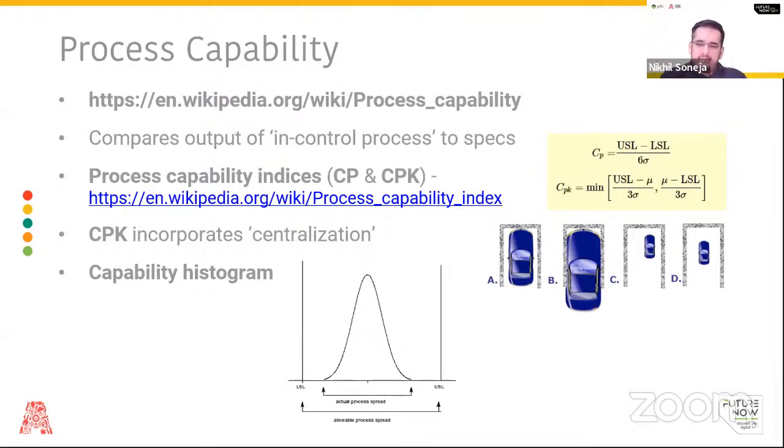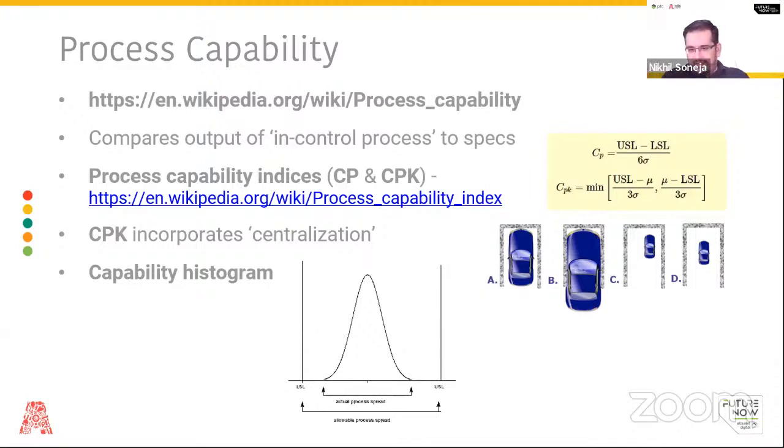Mathematically, there are two indices that we go with. There's something called CP and CPK, right? And you can read that. Those are the process capability indexes. There's a separate wiki link for that as well. So CP and CPK are the only two that we are focusing on, but there are multiple.